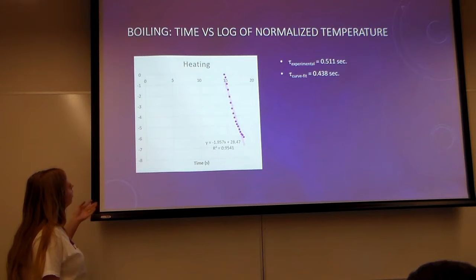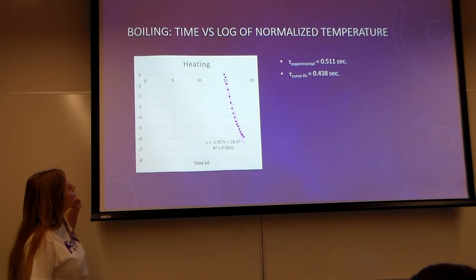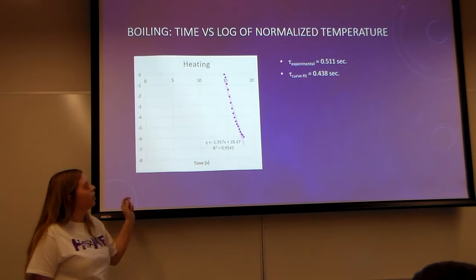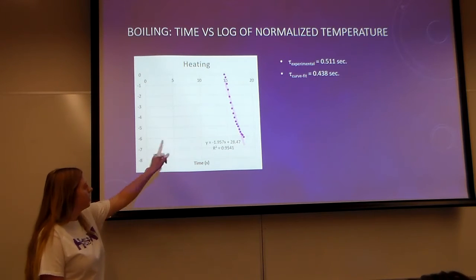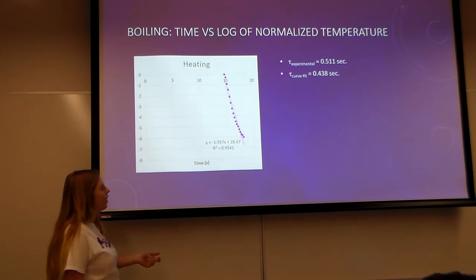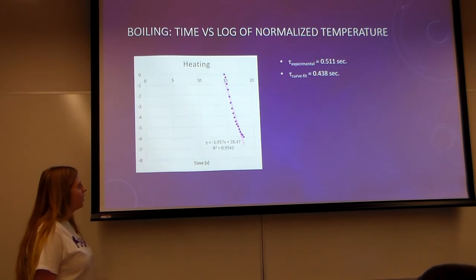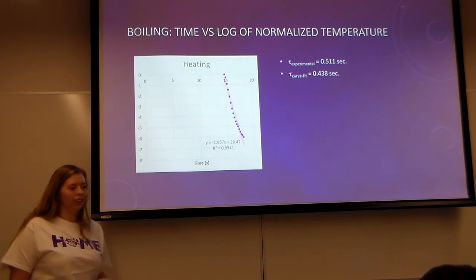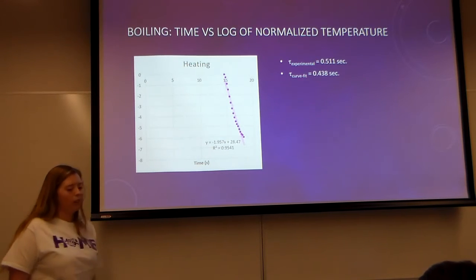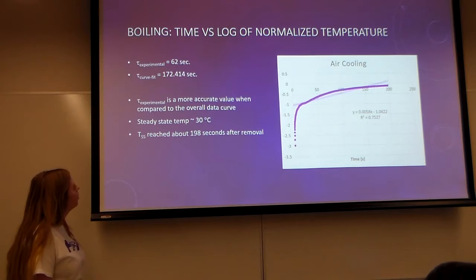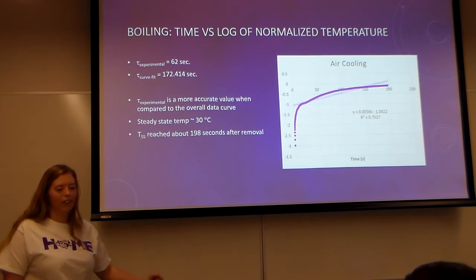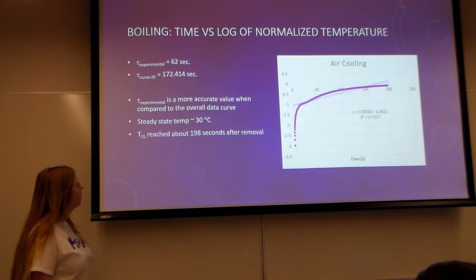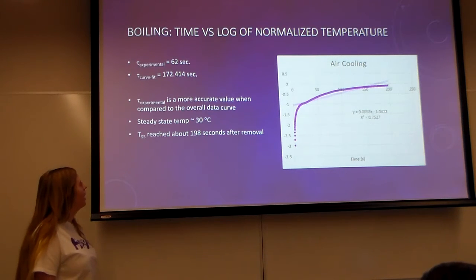Then I had the boiling, so this was the insertion. This is the time versus the log of the normalized temperature. It wanted us to find the tau of the curve fit, which you can see here next to the experimental. They did vary in every single one that I did. The curve fit tended to be either a little bit lower or a lot higher. I'm not really sure why. Then this was the removal. It took a lot longer, of course, for it to cool down than to heat up. That's why the curve fit had a much larger time constant, but the experimental was a lot more accurate when compared to the overall data curve.